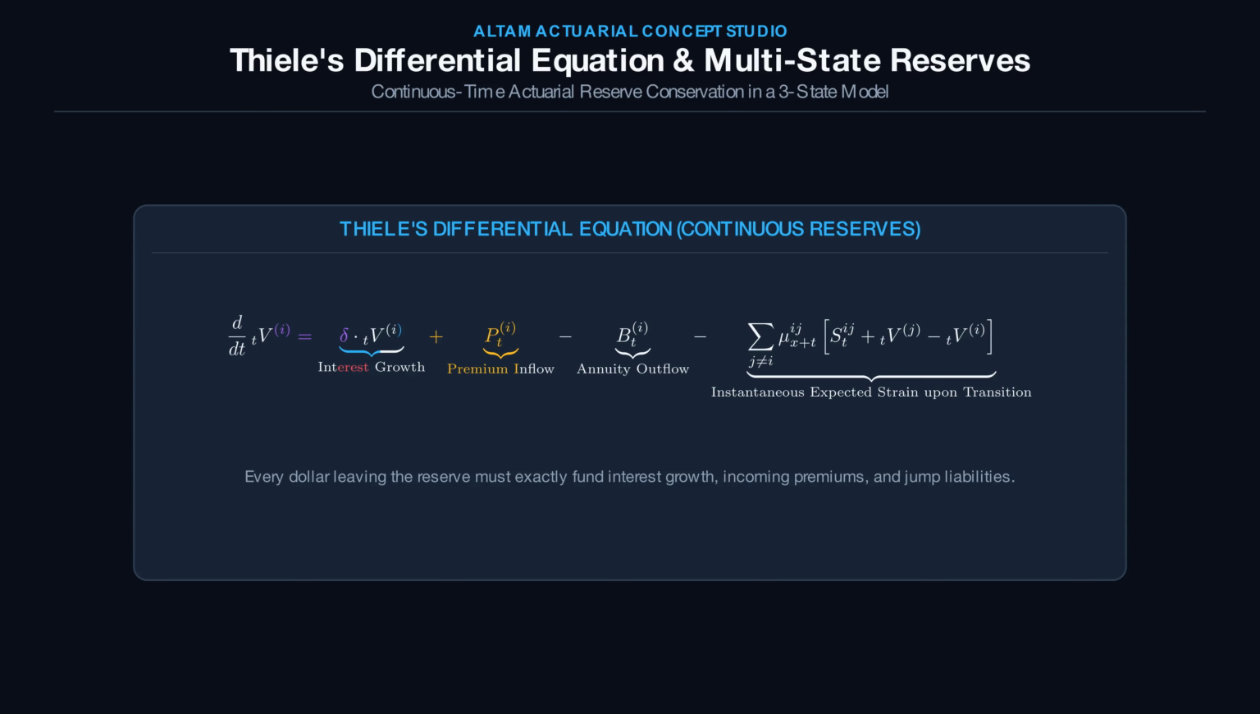Thiele's equation says the reserve derivative equals delta times the reserve, plus the premium rate, minus any continuous benefit, minus the expected strain on each transition. Delta here is 0.1.